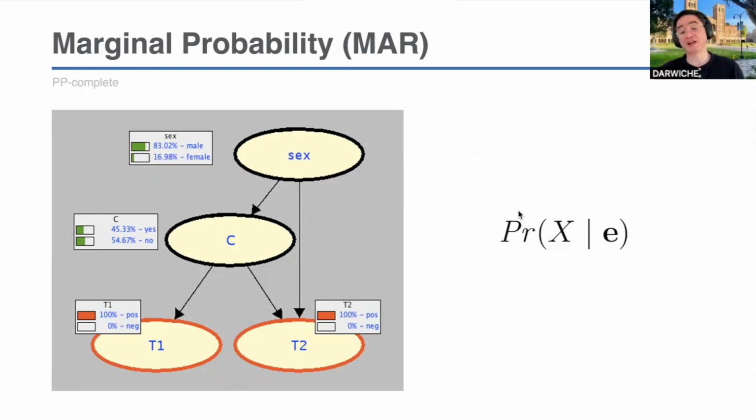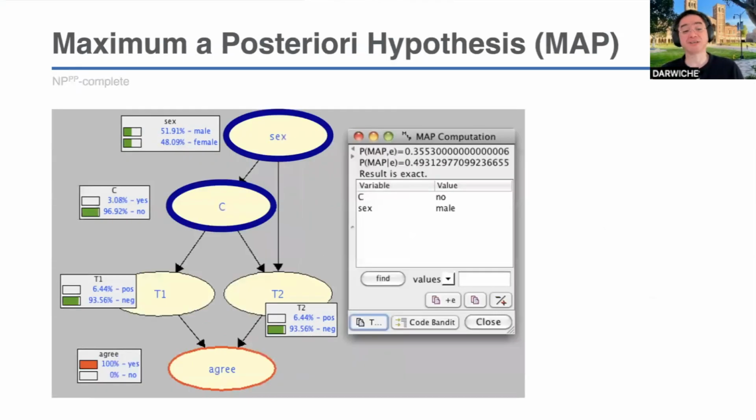The other one that's more relevant to what we're going to be talking about is the maximum a posteriori hypothesis, or MAP. This is an optimization problem. And in fact, when we do the reduction, we will reduce to MAP. What happens in this query is you have some evidence, and the user chooses some variables, and you want to find a value of those variables that optimizes this probability. In this example, the user said, I did the two tests, and the tests came out to be the same.